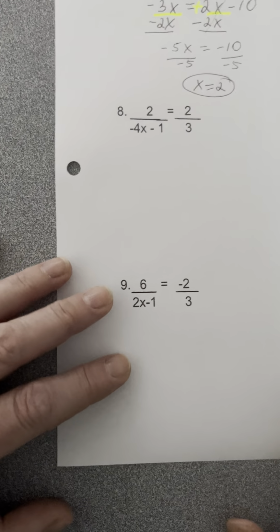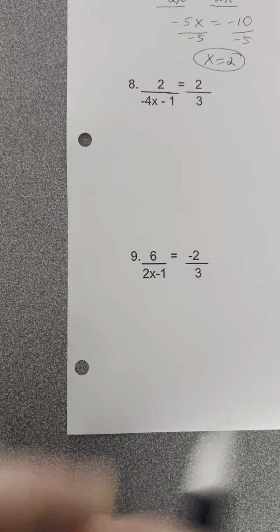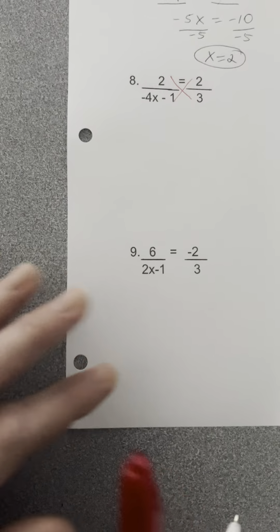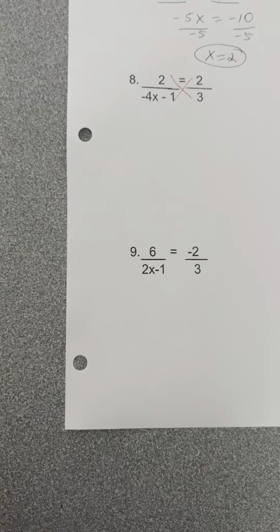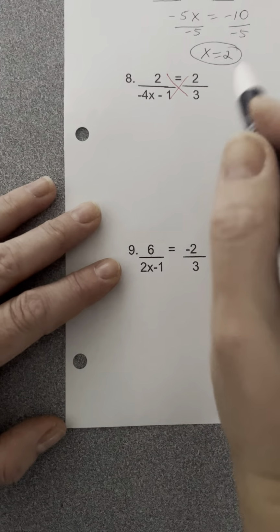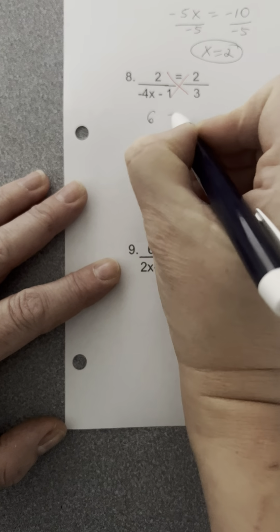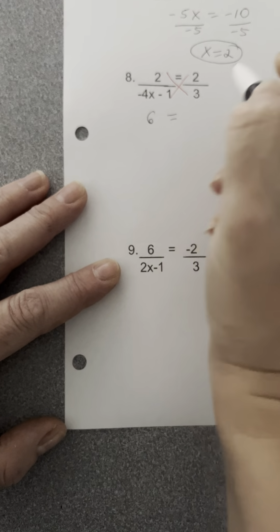Okay, let's go to number 8. Same deal, cross multiply. Pretty much you're cross multiplying all of these. Anytime you see a proportion, just think of cross multiply, and you have to have an equal sign. All right, 2 times 3, 6. And then that 2 goes on the outside, times this whole term, negative 4x minus 1. Bring that down. And then we are distributing. So 2 times negative 4, and 2 times negative 1.